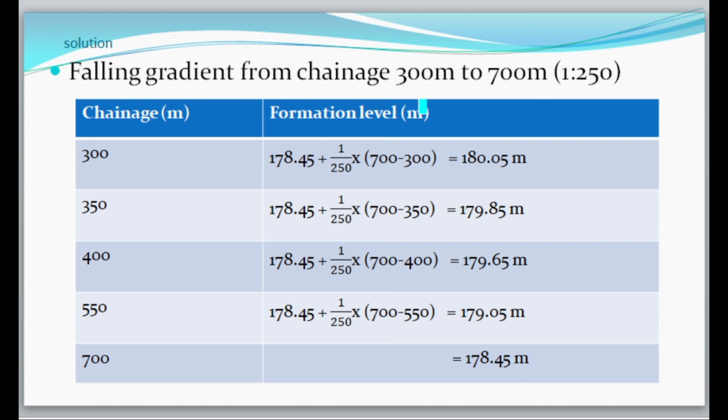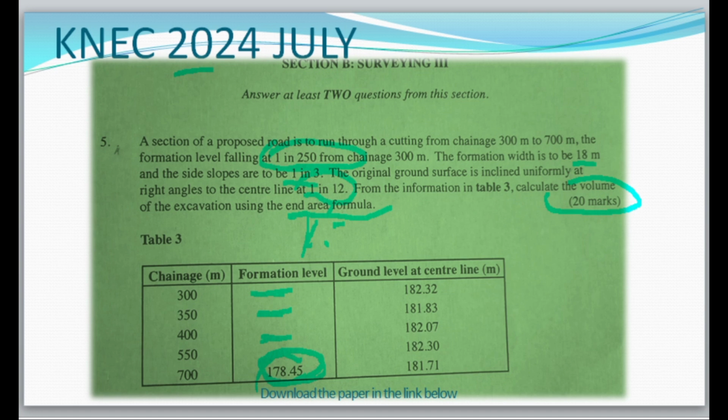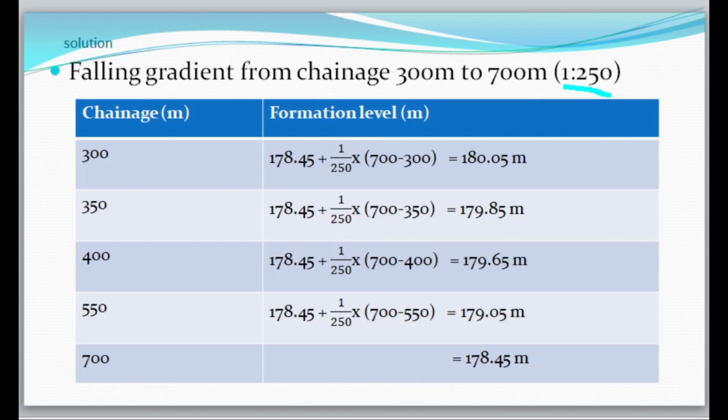This is the falling gradient from change 300 meters to 700 meters. The ratio of the falling gradient is 1 into 250. Here we have change 300, so we could start from down here. Here we have already been given the changes. From this question, you can see the formational level. I was given the formational level at change 700, and already the ground level at the same change. That is the data that I'll be using moving forward.